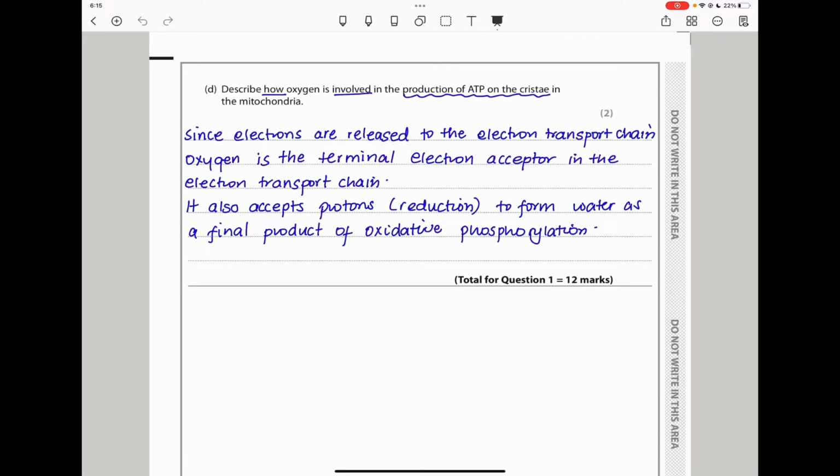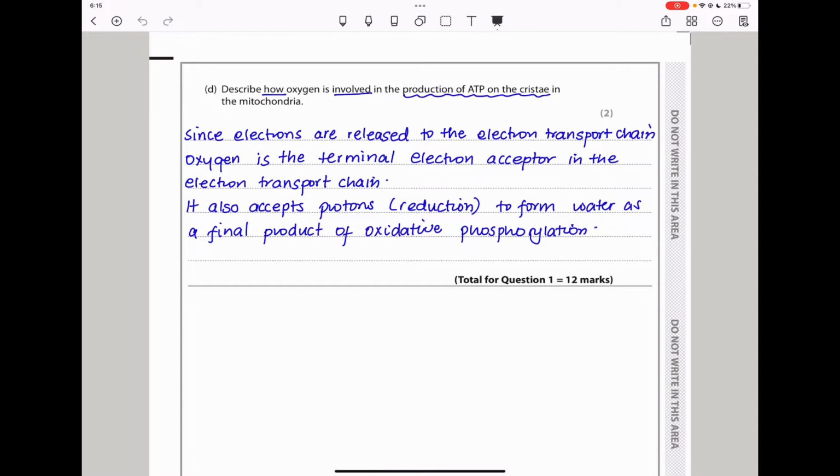Part D says, describe how oxygen is involved in the production of ATP on the cristae in the mitochondria. During oxidative phosphorylation, oxygen acts as the final electron acceptor as well as the final proton acceptor in order to produce water.